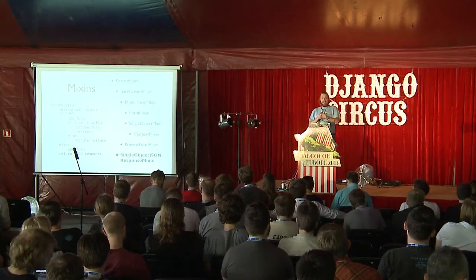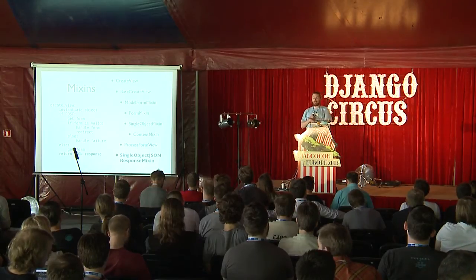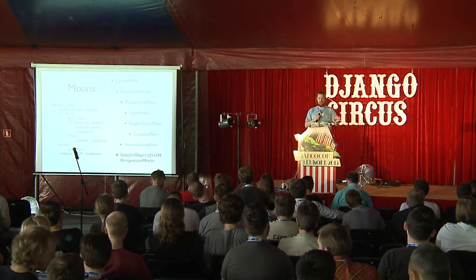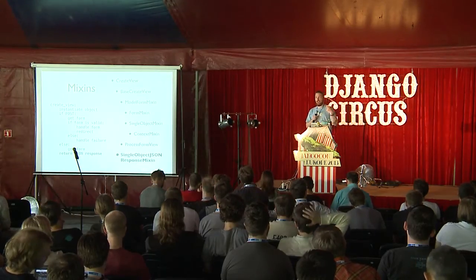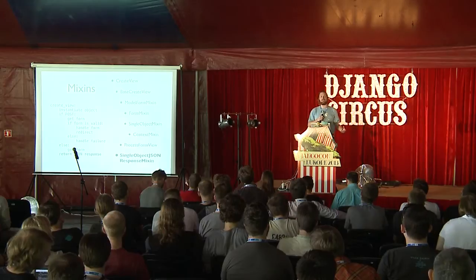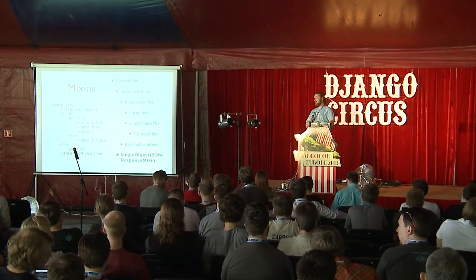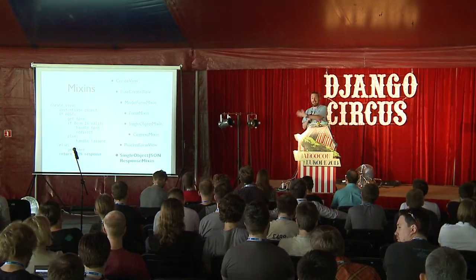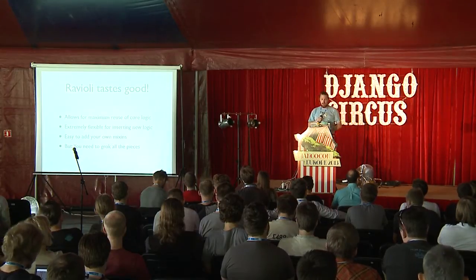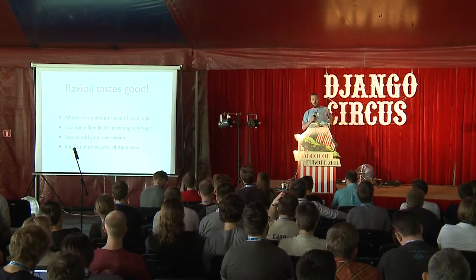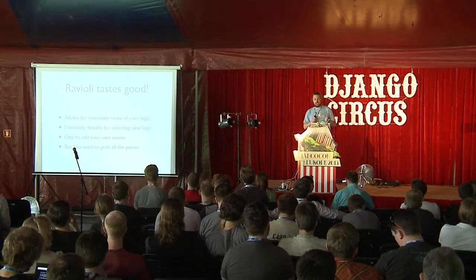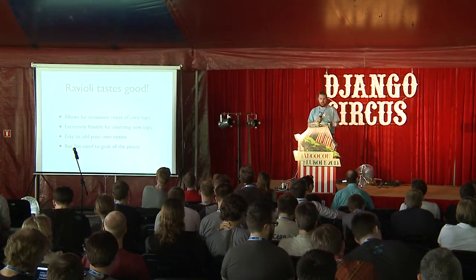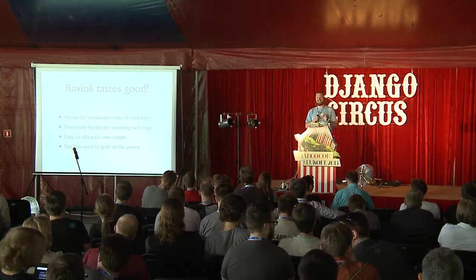So, yes, we have a very complex class hierarchy there, and yes, this is essentially where the problem has come from. We need to communicate this. The class hierarchy exists for a reason, and we need to get the message out there that there is a reason, and it can be extended in useful ways. So I'm here to basically tell you, ravioli tastes good. It allows you to reuse core logic very, very easily. It's extremely flexible for inserting new logic into your class-based views. And it's very easy to add your own mix-ins.